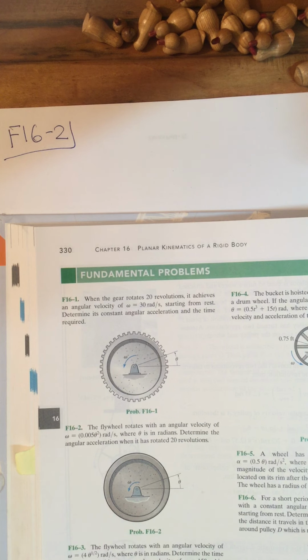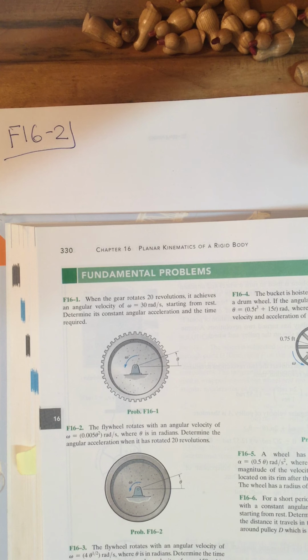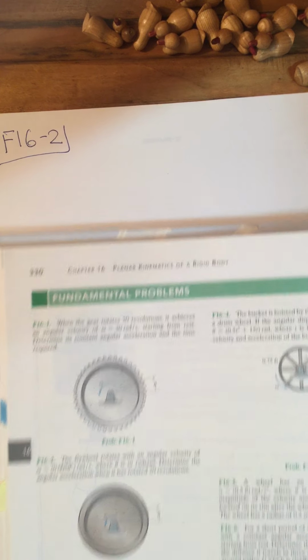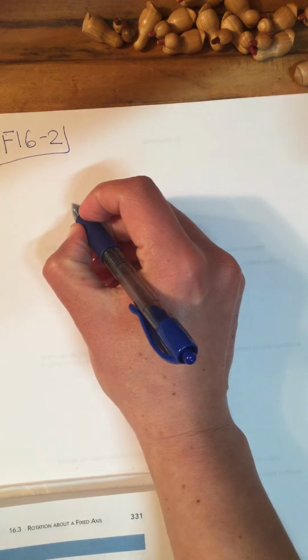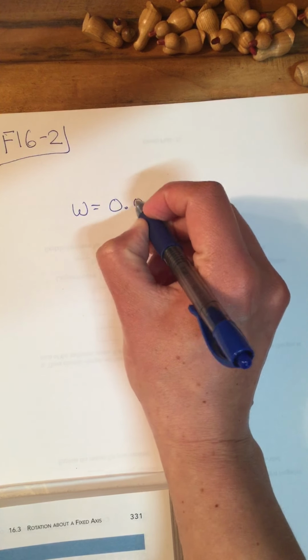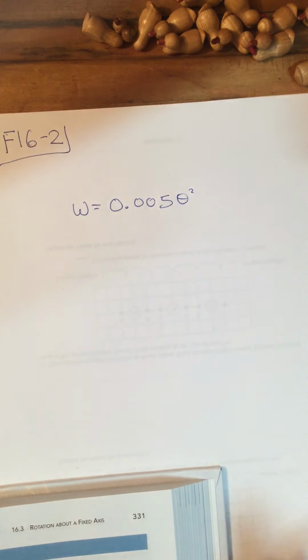In this problem, the flywheel rotates with an angular velocity of 0.005 theta squared, where theta is in radians. Determine the angular acceleration when it has rotated 20 revolutions. So we have angular velocity equal to 0.005 times theta squared. Okay, now we have three equations to work with here.